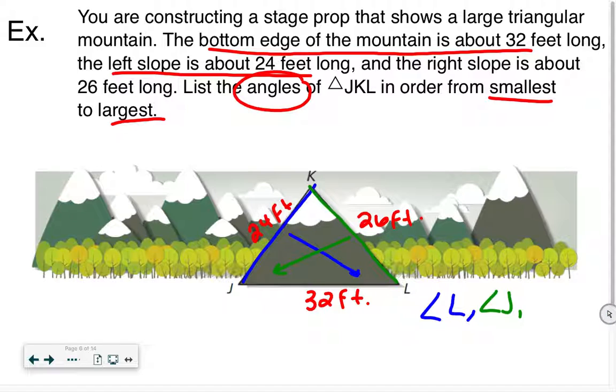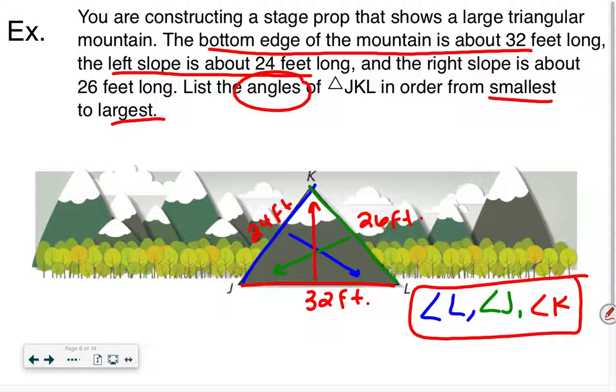And then finally, my longest side was 32, JL, so my biggest angle has to be across from that, angle K. And make sure you are putting those angle symbols. So I didn't know any of the angle measures, but I should still be able to list them in order from small to big, based on these side lengths.